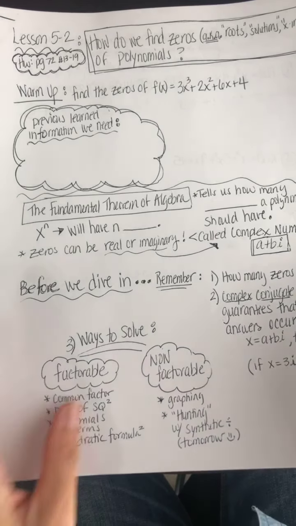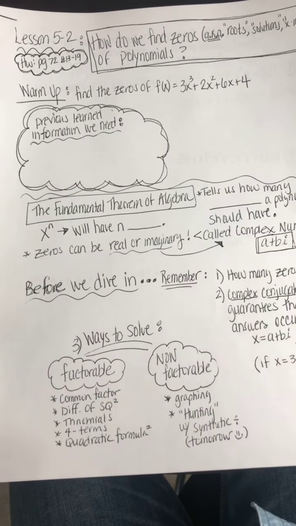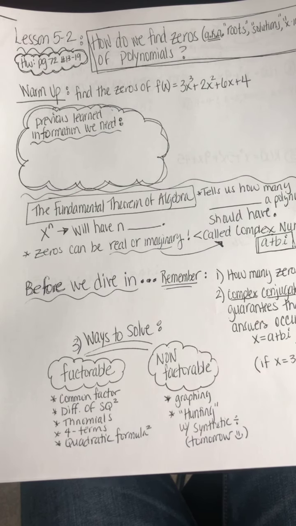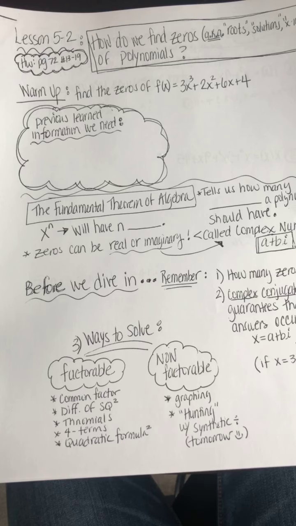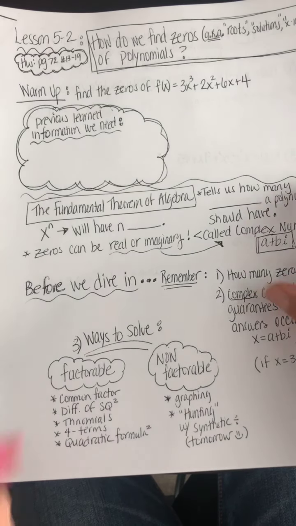Guys, all right, so how do we find the zeros, aka the roots, the solutions, the x-intercepts of polynomials is the question of the day. We are on lesson 5.2. Your homework will be on page 72, numbers 13 through 19, and we need to figure out how we find the zeros. And zeros have multiple names.